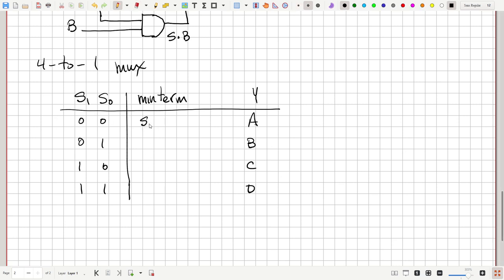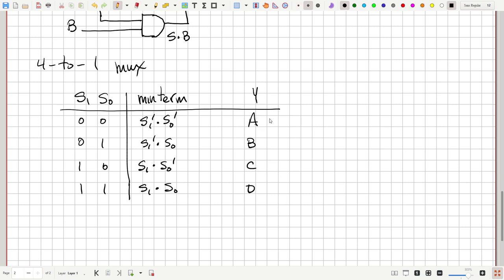Well, this would be not S1 and not S0, because this would be 1 and 1 for this row. For any other row, one of these S1 or S0 is going to be 1, and the not of that will be 0, and 0 and anything else is 0. Okay. Next row, we've got not S1 and S0. Here we've got S1 and not S0, and finally we've got S1 and S0. So how can we use those to get A, B, C, or D?